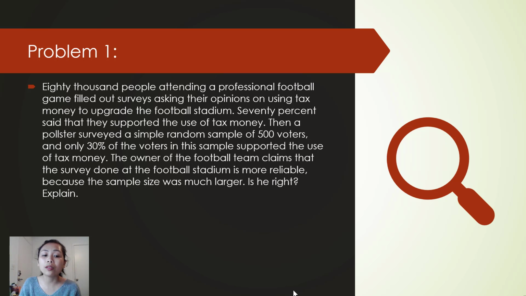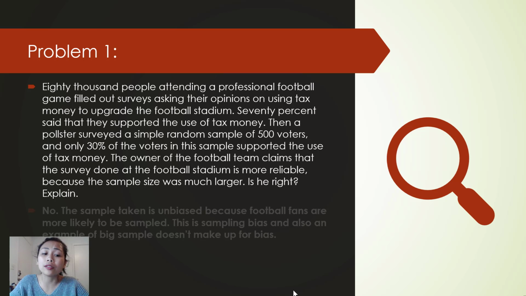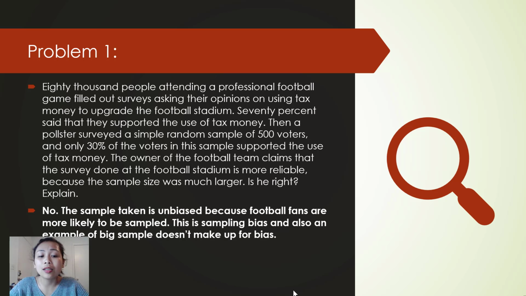So the problem with the first investigator, even though he claimed that he's right because he used a larger sample size, is that a larger sample size doesn't make up for bias. Remember that a larger sample size doesn't make up for bias. So the answer is he's not right because the sample taken is biased. The football fans are more likely to be sampled, and this is sampling bias, and also an example of a big sample not making up for bias.